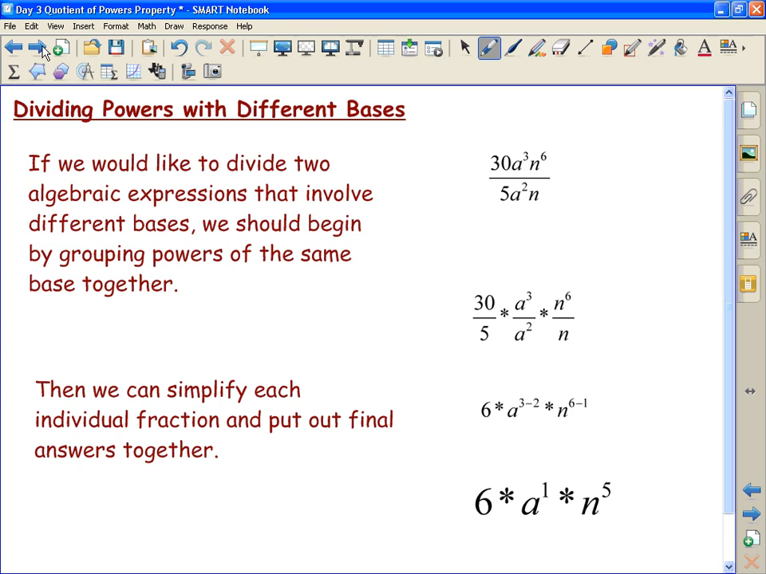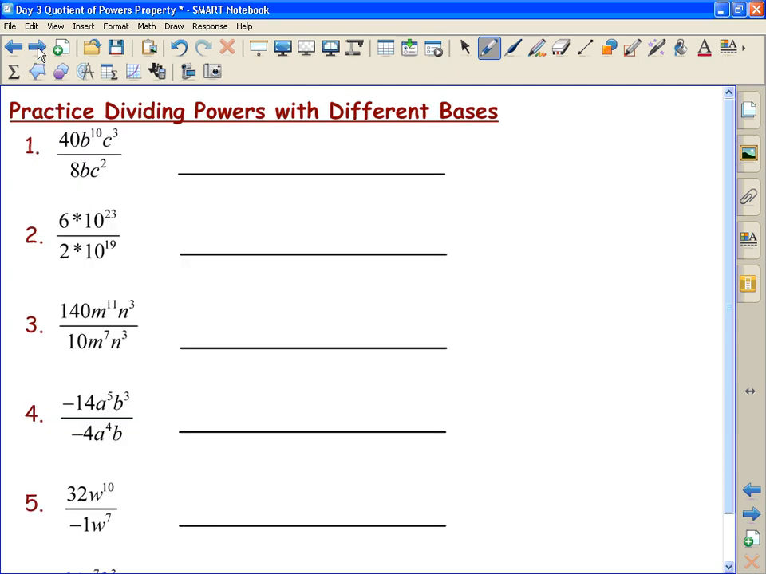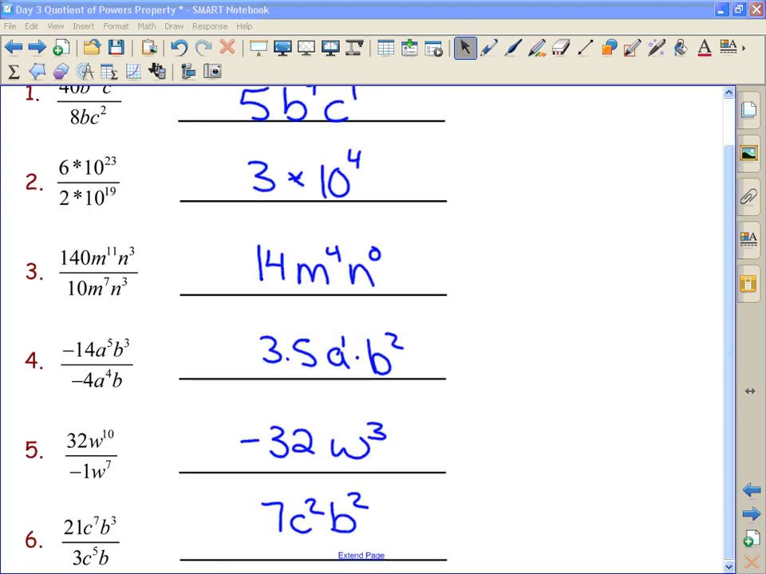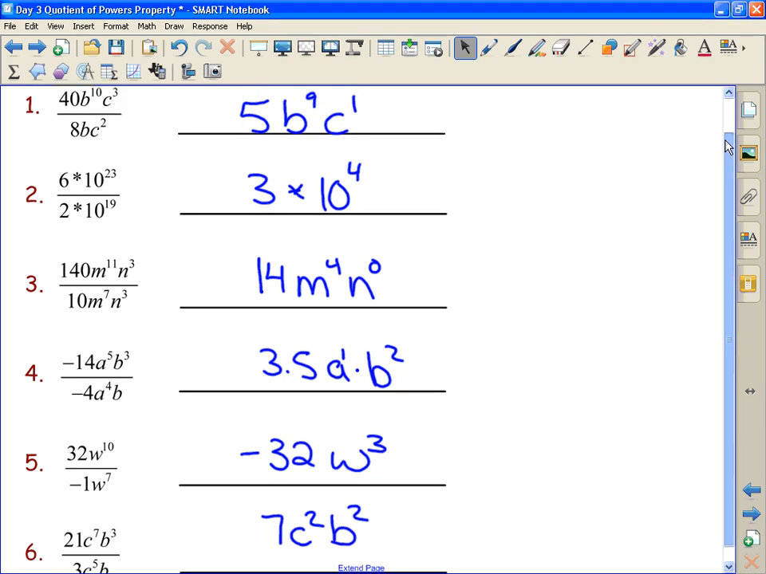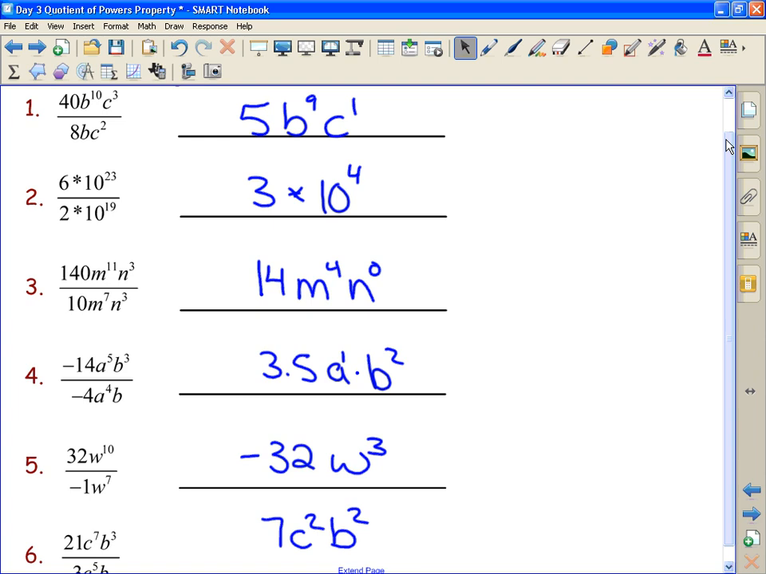So what we're going to have you do is practice dividing powers with different bases. And once again, you can pause it, complete it, and then check your work. So here were the answers that I had come up with for 1 through 6. You can check yours, see if you got them. If you did, that's great. If you didn't, you can take a look at what maybe you did wrong.